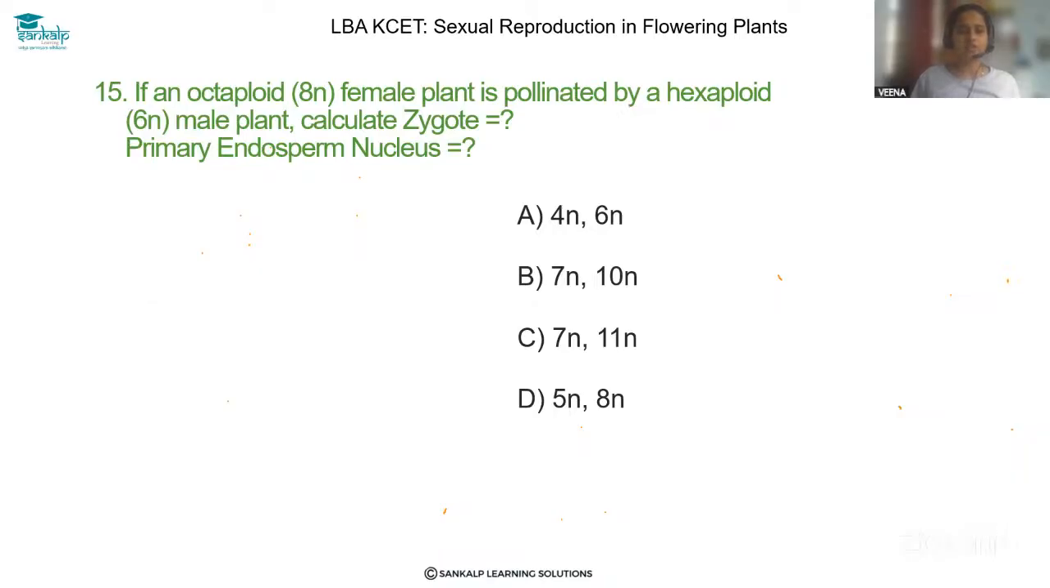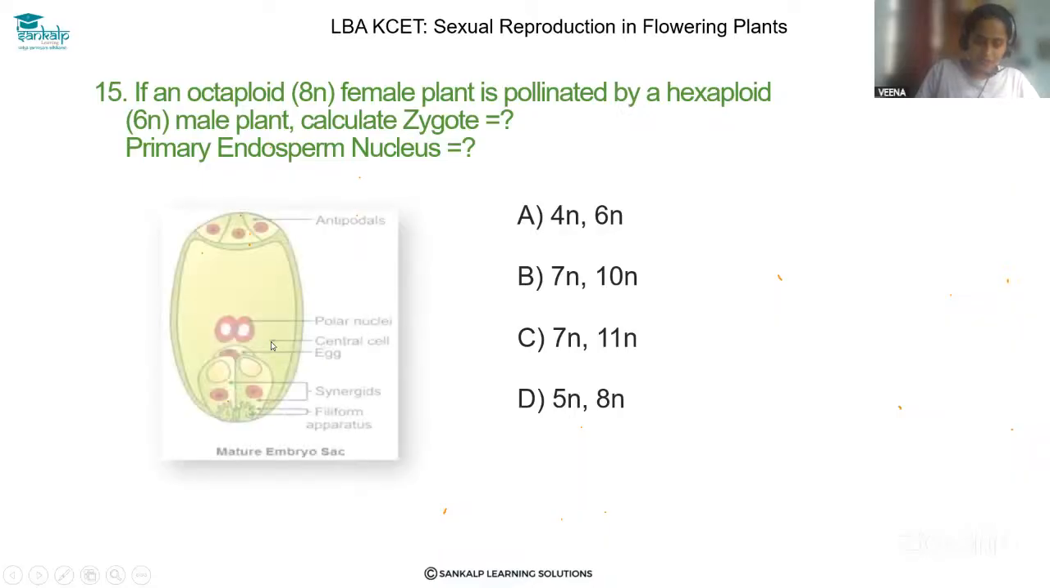Let's solve question 15. If an octaploid female plant is pollinated by a hexaploid male plant, calculate the zygote and primary endosperm nucleus. Dear children, we came across similar questions, and the same calculation we are following here. That is, in case of octaploid plant, the egg nucleus.